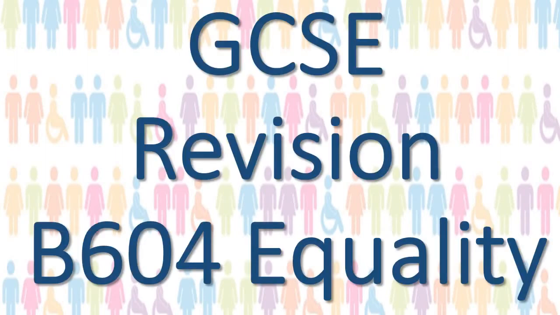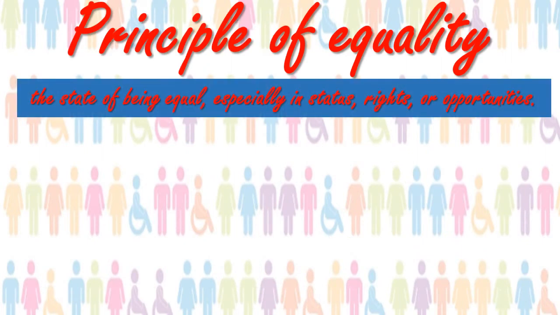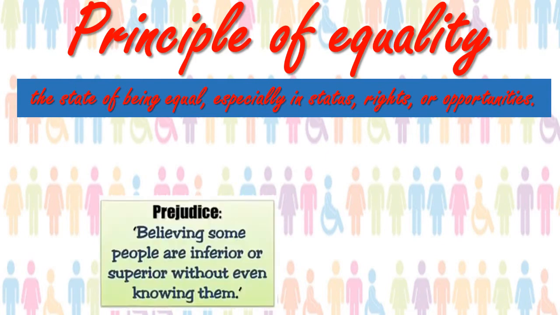Welcome to Mr. Thorpe's GCSE revision for the unit B604 Equality. This follows the OCR specification for philosophy and ethics and is one of 4 units that is studied during the course. Now, the principle of equality basically means the state of being equal, especially in status, rights or opportunities.